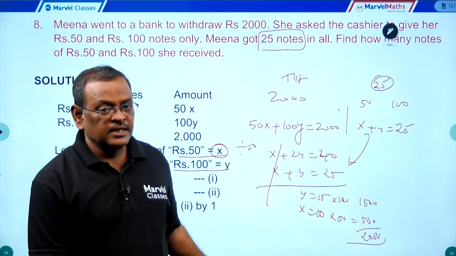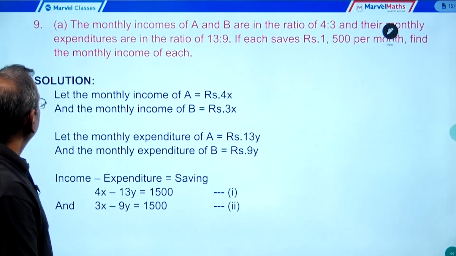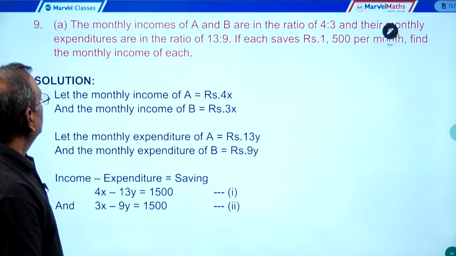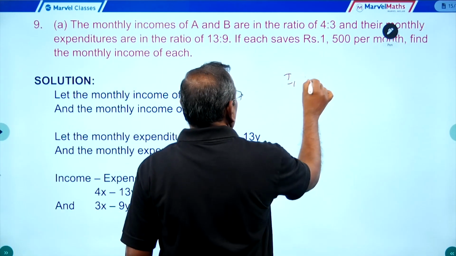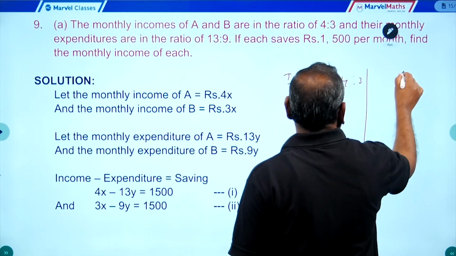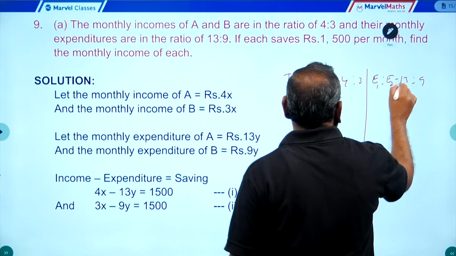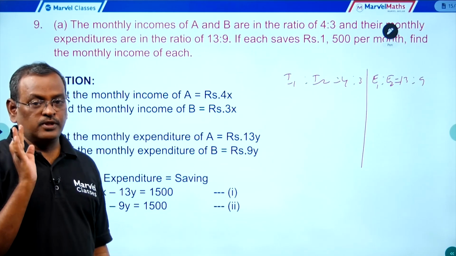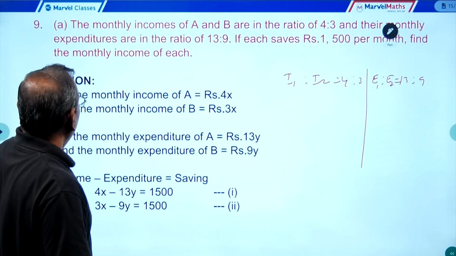Okay. So that was another best example under the commercial mathematics section. And next, another very important 5-mark question, also under commercial mathematics. The monthly incomes of A and B are in the ratio 4:3, and their expenditures are in the ratio 13:9. If both save 1500 rupees per month, the savings is the same for both persons. So what is the monthly income?